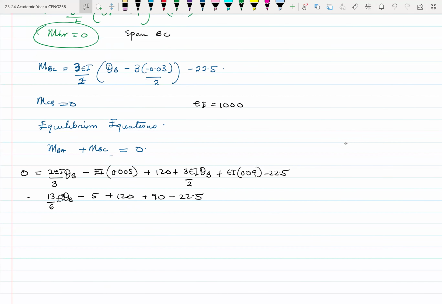So let's see what this will give us. Hopefully, we get the right answer. So minus 5 plus 120 plus 90 minus 22.5. That will give us, so it means that 0 is equal to 13 EI theta B over 6 plus 182.5. This means that what? EI theta B is equal to minus 182.5 times 6 over 13, right?